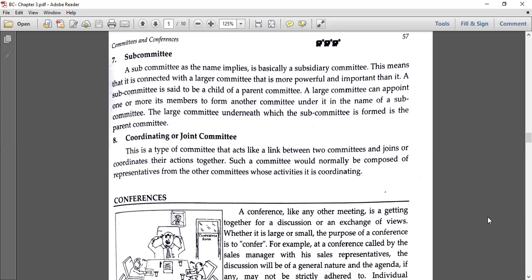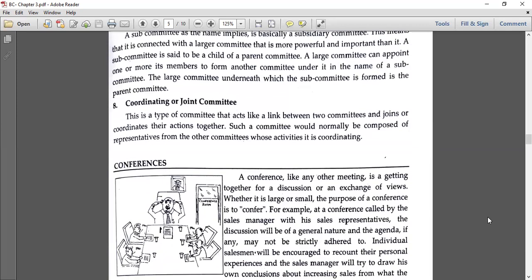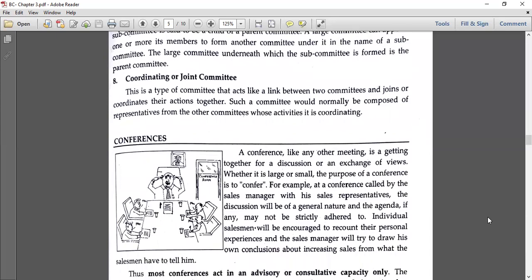We can say it is an advisory committee, we can say it is a standing committee, and the large committee can appoint one or more of its members to form another committee under it, the subcommittee. The large committee underneath which the subcommittee is formed is a parent committee. So the exam committee is a parent committee and the IT exam task committee is the subcommittee under that parent committee. Hopefully you get the example.